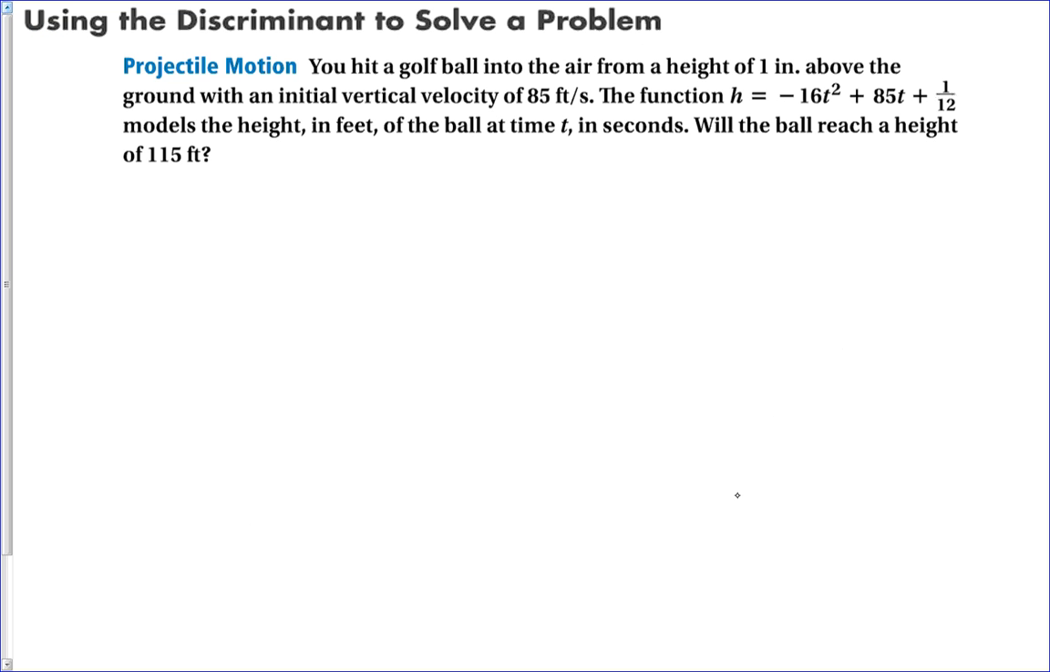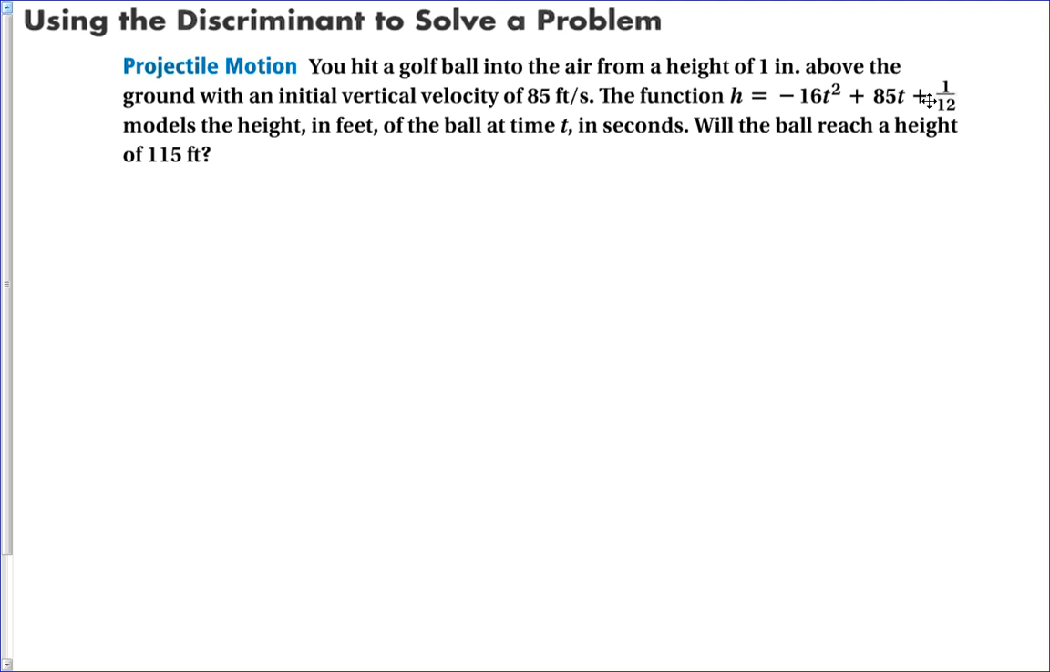It says you hit a golf ball into the air from a height of 1 inch above the ground with an initial velocity of 85 feet per second. The function h equals negative 16t squared plus 85t plus 1/12 models the height in feet of the ball at time t in seconds. Will the ball reach a height of 115 feet? Yes or no? So we need to know if the golf ball will hit a height of 115 feet.